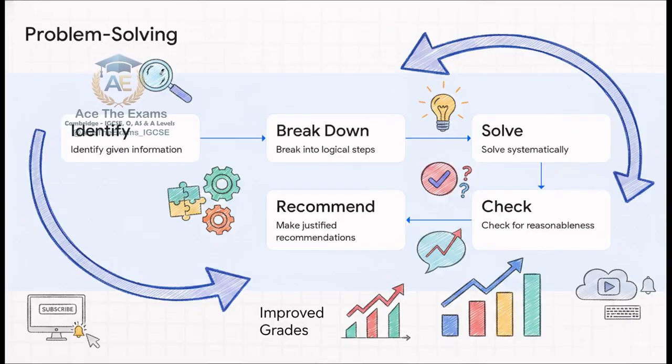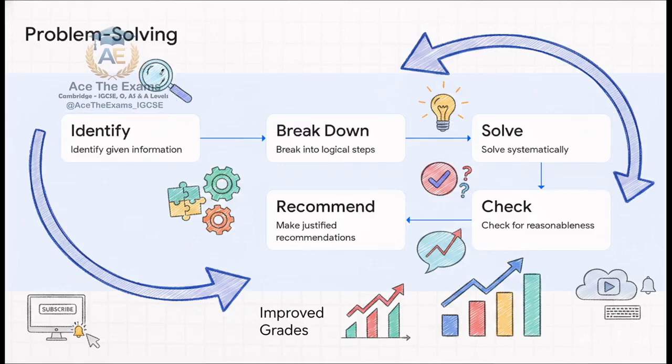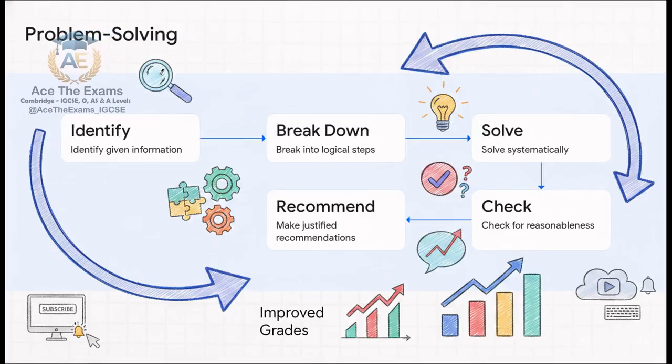You apply those rules through this 5-step loop on screen. Step 1, identify given information. Step 2, break it into logical steps. Step 3, solve systematically. Step 4, check for reasonableness. Ask yourself, does this output actually make sense? Step 5, make justified recommendations.